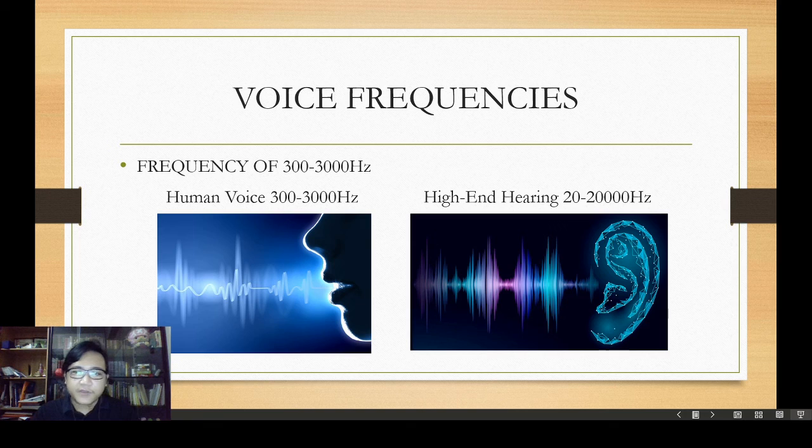The next is voice frequencies. Frequency of about 300 to 3000 hertz. It is also known as voice band. This is the normal voice, although it extends from 20 to 20 kHz. Most intelligible sounds occur in this range.